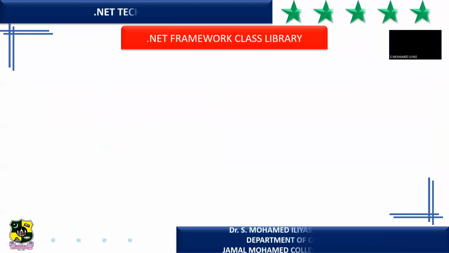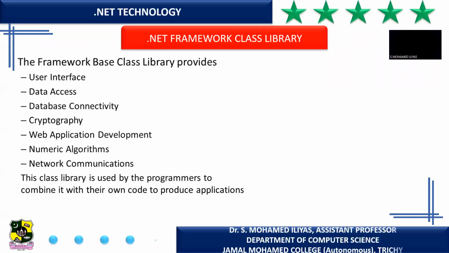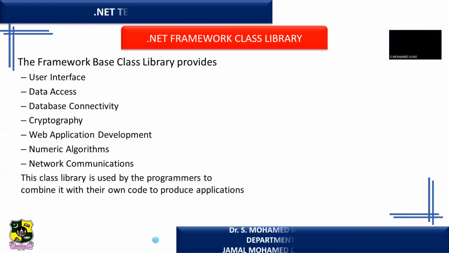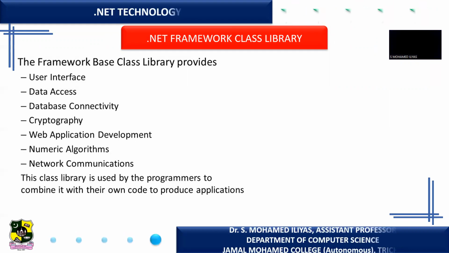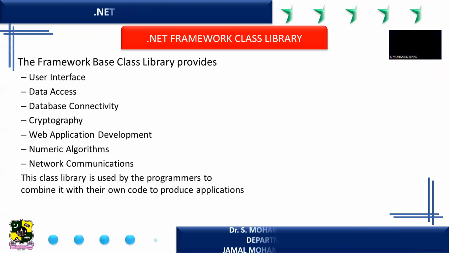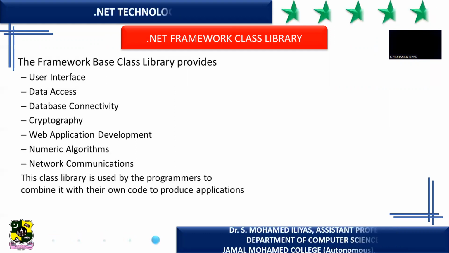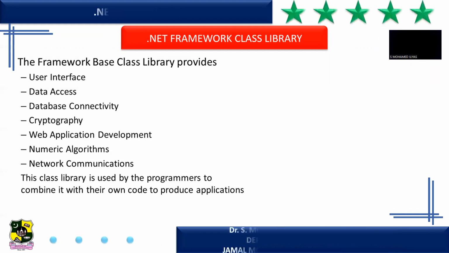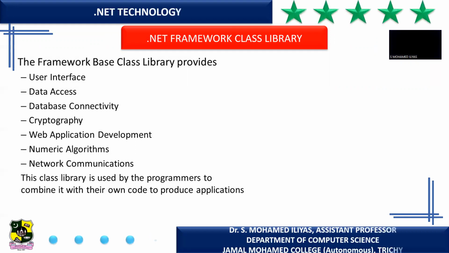Next, we move on to the .NET Framework Class Library. The framework base class library provides various features like user interface, data access, database connectivity, cryptography, web application development, numeric algorithms, and network communications. This class library is used by programmers to combine with their own code to produce their applications.